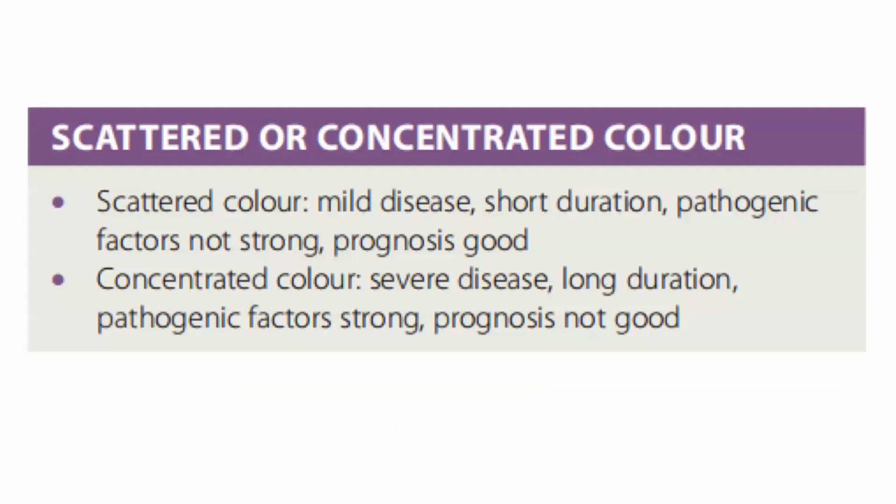To summarize, scattered color indicates mild disease. It has short duration. Pathogenic factors are not strong, and pathogenesis is good. And so prognosis is good. Concentrated color indicates severe disease, long duration. Pathogenic factors are strong, and prognosis is not good.